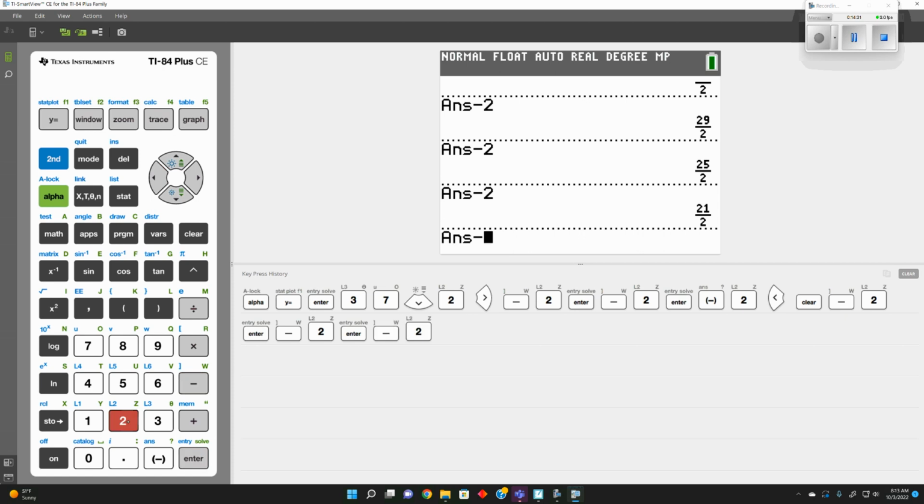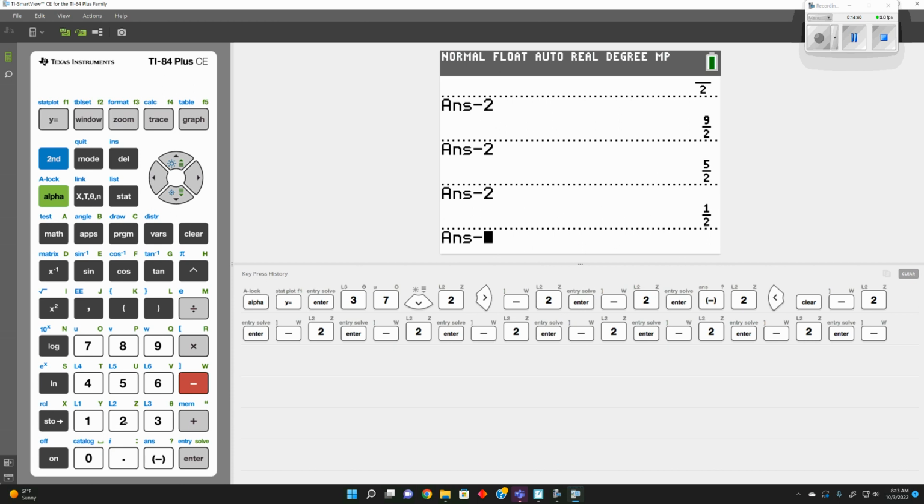Minus 2. Minus 2. And I get my answer. Luckily, doing that on the 30XS, I think I could probably do it here. If I just hit enter, yep, because I could keep hitting enter, and it'll keep subtracting 2 from the previous answer.